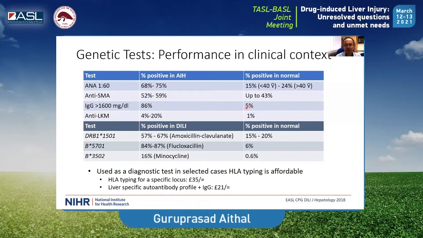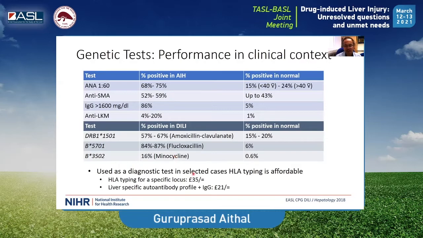Immunoglobulin is a bit better: 5% of the control group or normal people, and 85% or more of autoimmune hepatitis have this. Liver kidney microsomal antibodies have very low positivity in normal controls, but also low positivity in autoimmune hepatitis. If you compare to DRB1*1501, 20% of the normal healthy population have this allele, while close to 60 to 70% of people with co-amoxiclav-induced liver injury have it. So this is comparable to ANA. Flucloxacillin is as good as immunoglobulins: 6% in normal controls, nearly 85% or more in flucloxacillin-induced drug-induced liver injury. Similarly, minocycline, and there are over 20 drugs which we currently use that have an HLA association.